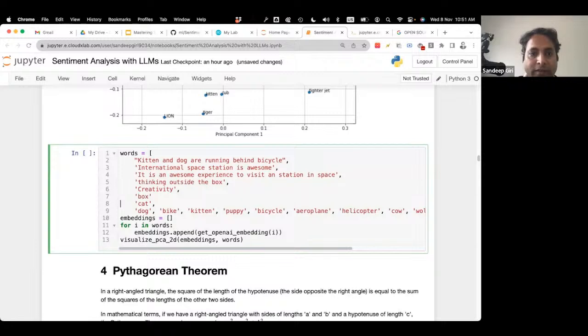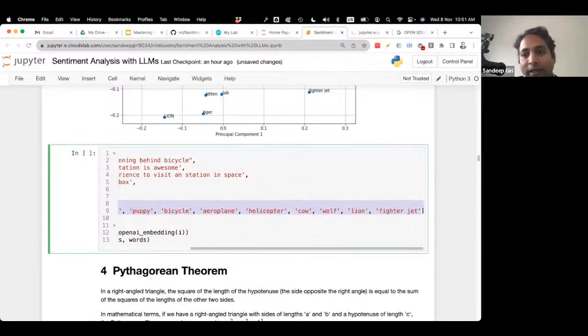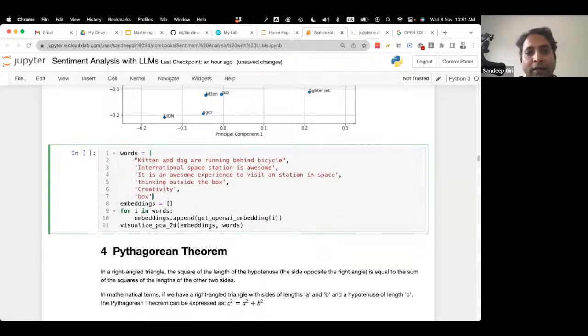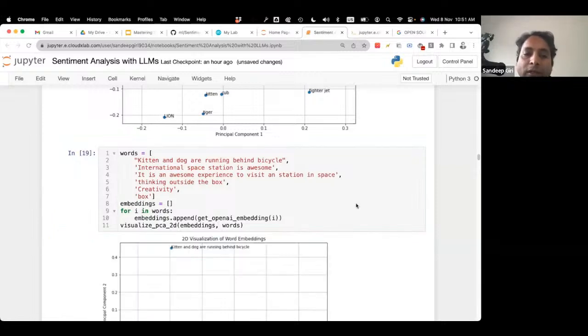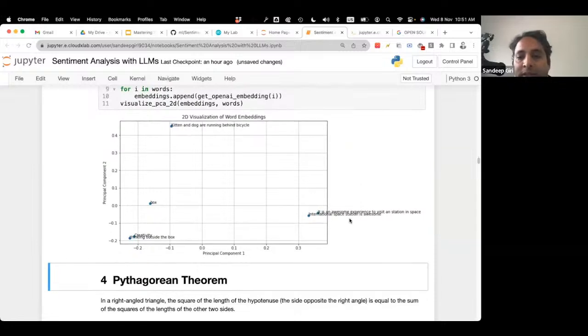Box. Okay. So I'm just trying to show you that it should ideally be able to plot things. You can see here, thinking outside the box is closer to creativity than the box. You see that? Thinking outside the box is very close to creativity as compared to box. And that's the power of LLM.